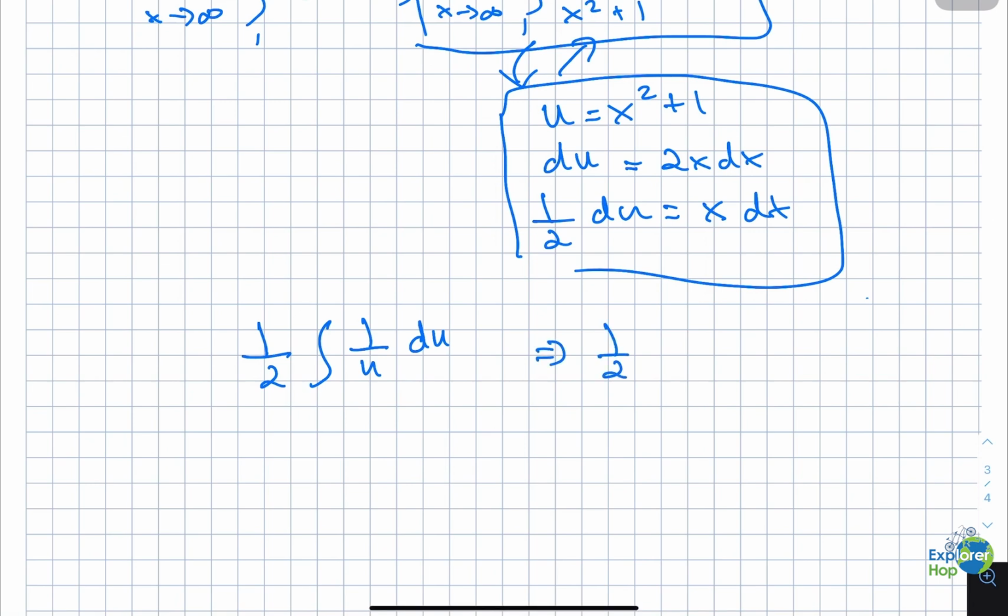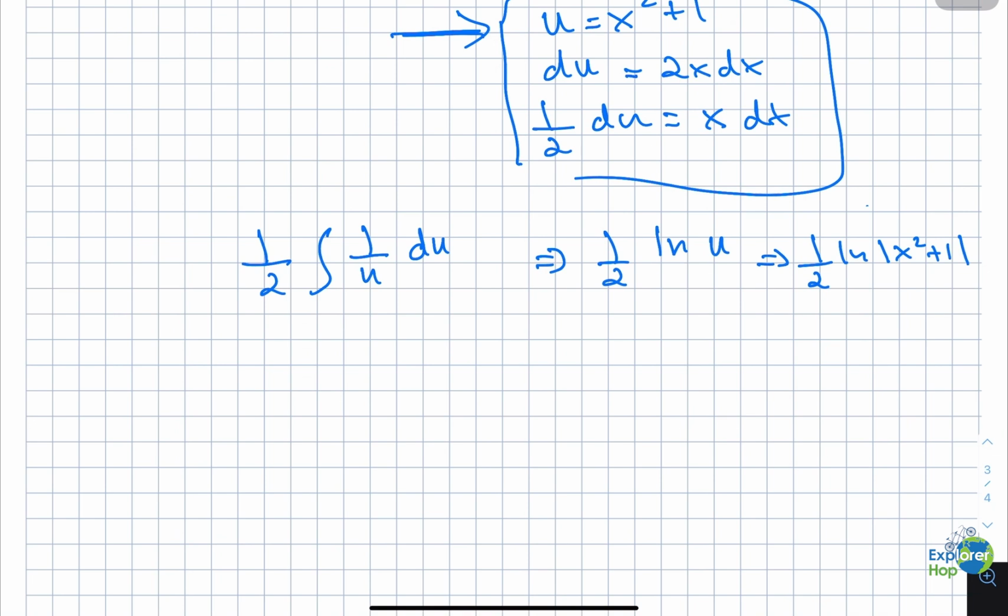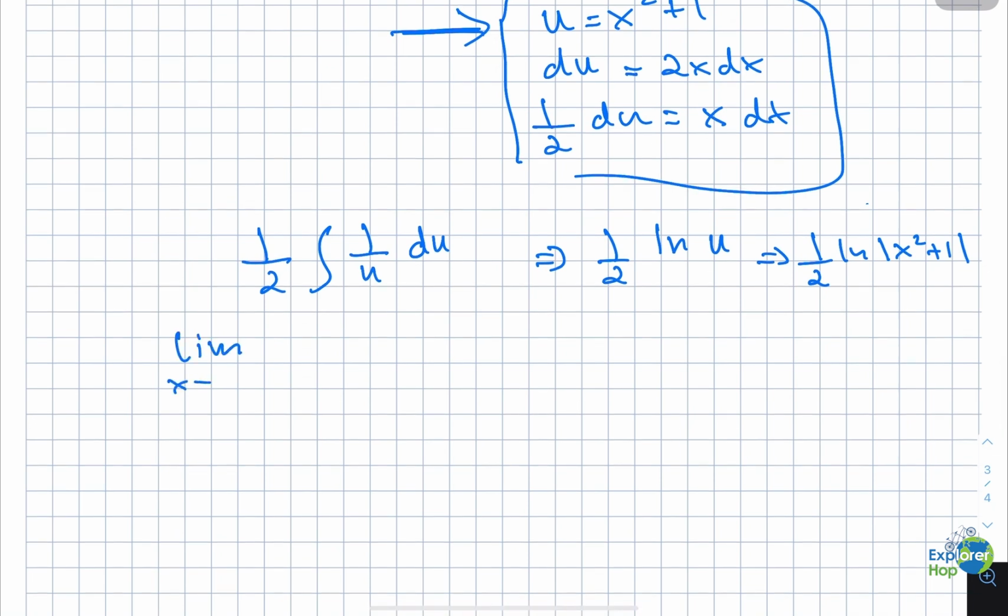The integral of 1 over u is ln u, so half ln u. And what is u equal to? We can see that u is equal to x squared plus 1, so half ln of x squared plus 1. Now that we have that, we know that the limit as x goes to infinity of half ln of x squared plus 1 from 1 to x, we can solve this out.